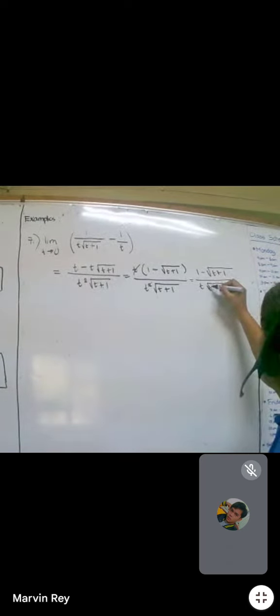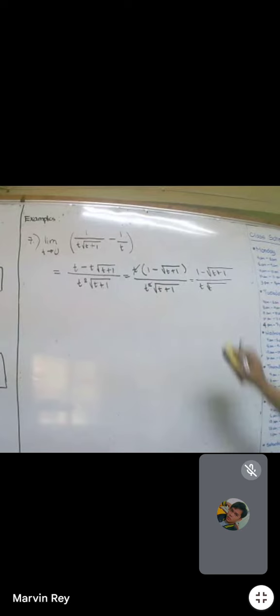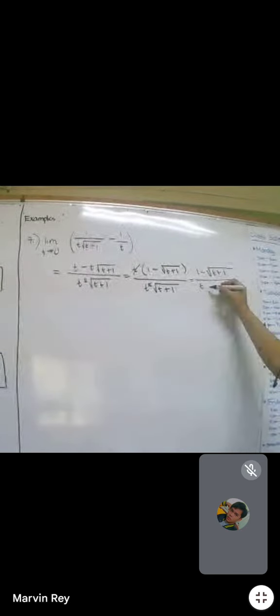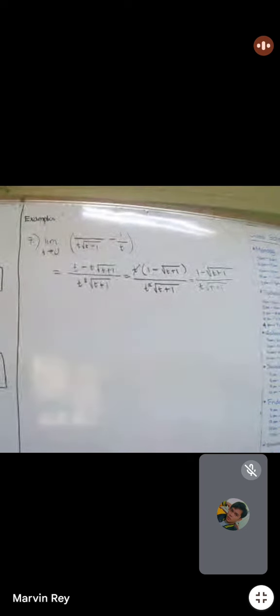of t plus 1. Next, how will you do that? You have to rationalize the numerator or denominator. Which one? Since both numerator and denominator have radical signs, which one should you rationalize?